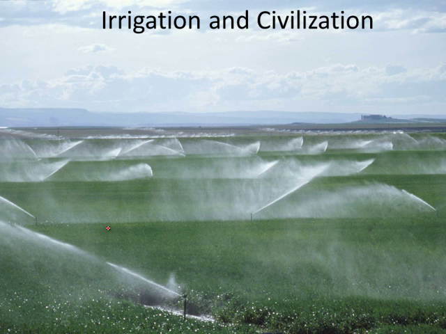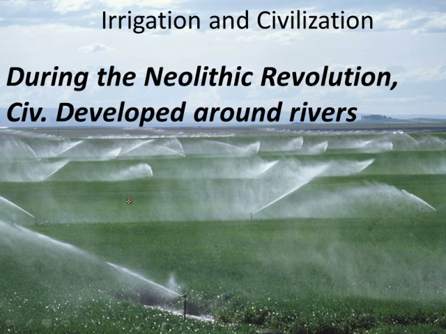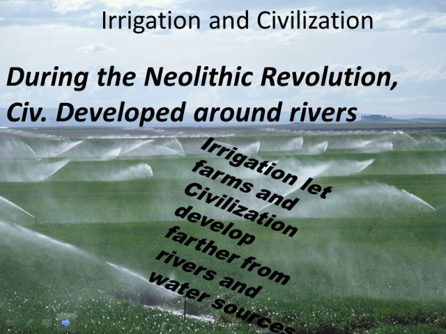Last one. Irrigation. Before we realized how to water making crops grow, irrigation let farms and civilization develop farther from rivers and water sources. This is irrigation, everybody. If you don't know what that word means, this is what it is. Pumping water from some other source to get water to crops. And during the Neolithic revolution, civilizations developed around rivers.